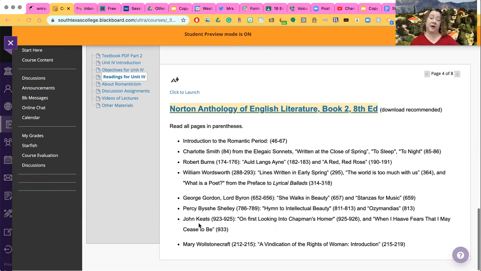Remember that we have Friday off and also Monday for Easter. We have a 4-day weekend coming up this week. So we only have 4 days this week and 4 days next week. So this is for Tuesday next week. And then the Mary Wollstonecraft essay is for Thursday.